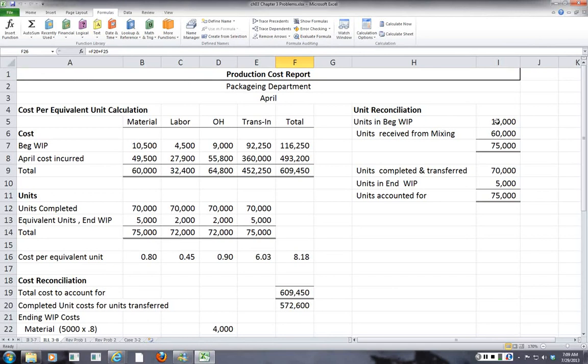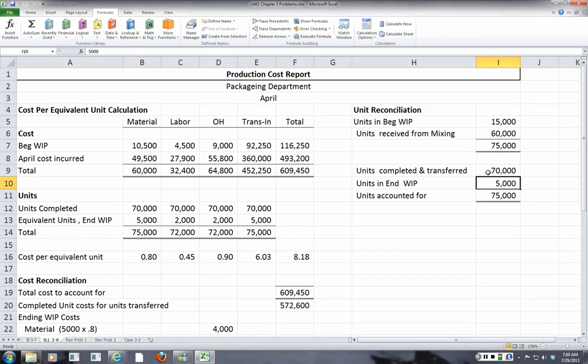Now we have to do the unit reconciliation. We were given a 15,000 beginning inventory. We transferred 60,000 units completed from the mixing department, so that makes a total input here of 75,000. We completed and transferred out 70,000 units. We have 5,000 in inventory, and that's our 75,000 completed units.